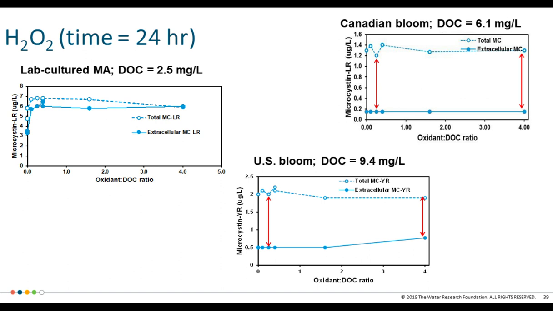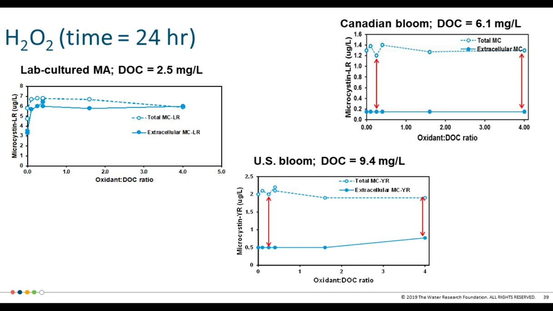And when we look at hydrogen peroxide, we again see a similar pattern. We can see for the lab culture that with our oxidant-DOC ratios, very fast, all our toxins became extracellular. So hydrogen peroxide damaged the cells, and the cells released all their toxins. But then the toxins stay, so the cells release all the toxins, and the toxins stayed in the water.